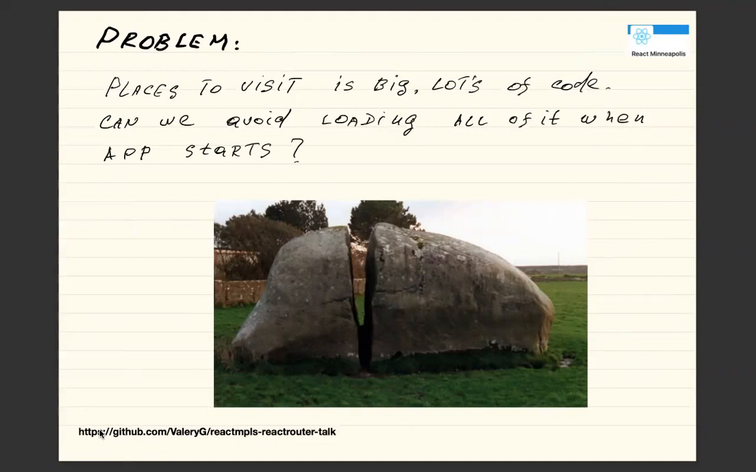But the first problem we will try to solve is: what if part of our application is big? Let's say in places you are implementing an entire travel management system. And the user, when he opens the application, doesn't necessarily go to places, right? So can we load the chunk of code that is responsible for handling places separately, at the moment when the user actually clicks places? That is one big split of the rock.